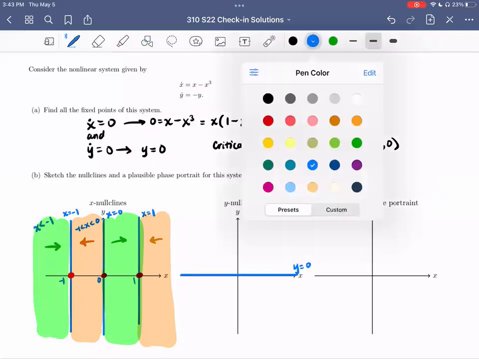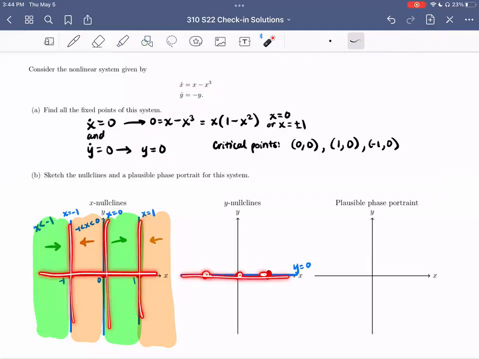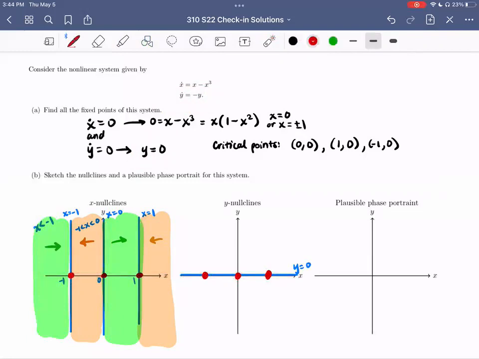Our critical points are still at -1, 0, 1 along the x-axis. And notice that those points are exactly the intersection points between the x nullclines and the y nullcline. It's exactly these 3 points. But for the y nullclines, we just want to also sketch what's going on with y of t.